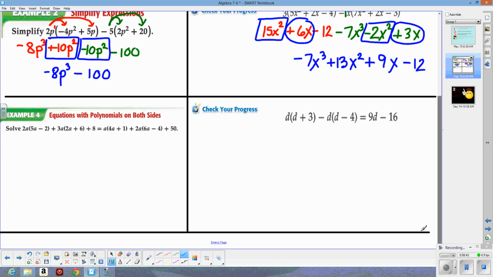The last thing we're going to do is solve equations with polynomials on both sides. So this right here looks pretty ridiculous. We're going to go ahead and draw our train tracks. And then from there, we're going to simplify both sides by getting rid of the parentheses. So 2a times 5a is 10a squared. And then 2a times a negative 2 is negative 4a.